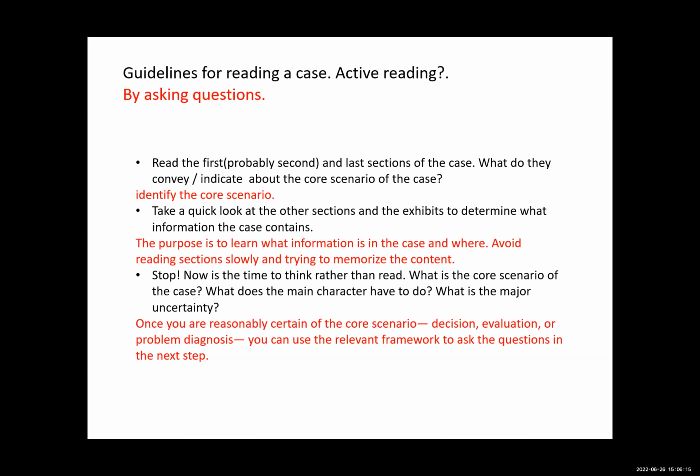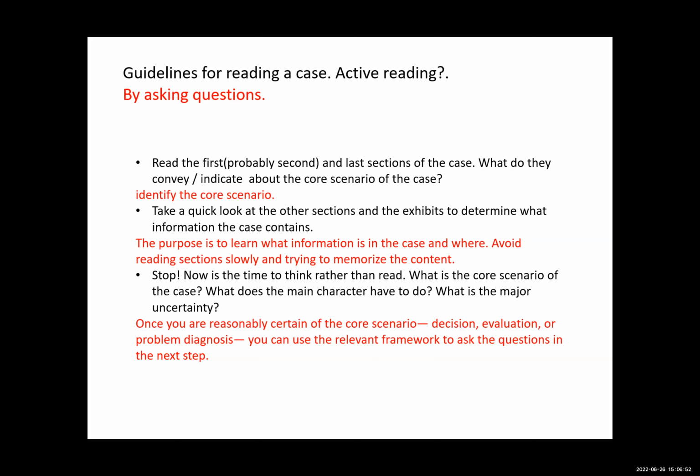That's very, very important, no matter whether you read a textbook or a case study or even fiction and non-fiction or anything for that matter. In case studies, it is all the more important to be an active reader. For an active reader, you are asking probing questions. Initially, in the first paragraph itself, you are asking what's the core scenario in the case. Take a quick look at the other sections, exhibits, to determine the information that it contains. The purpose is to learn what information is in the case and where. Avoid reading sections slowly.